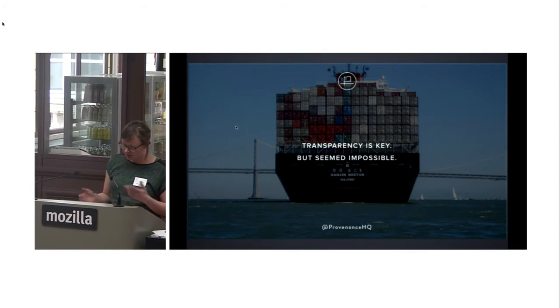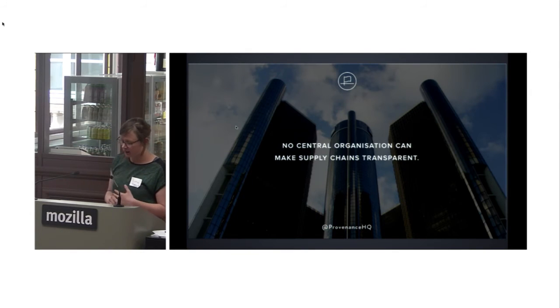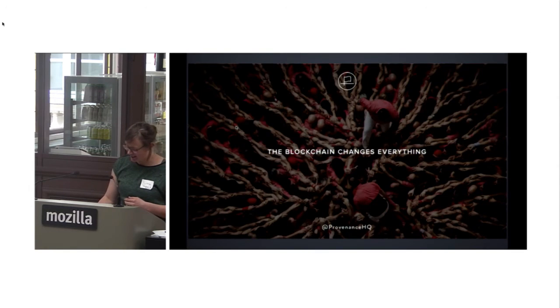Transparency is really important, but really difficult. What centralized organization could we trust to do that, because there are so many interests involved? There is no central organization that could do that, as we have seen. So, until blockchains came.